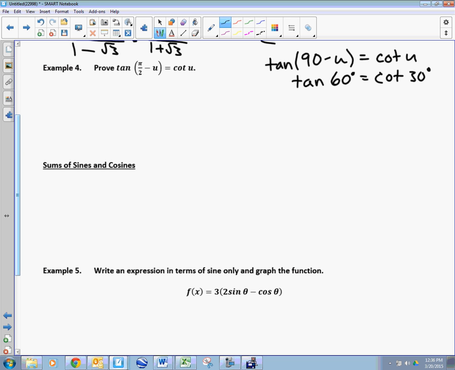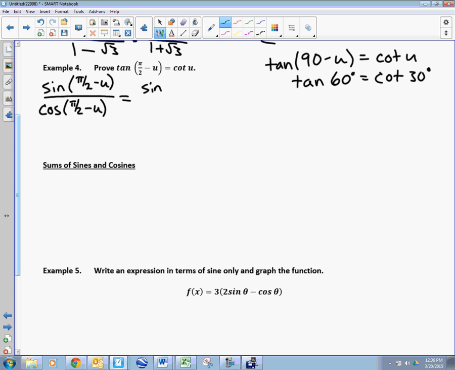What we want to do is prove that that's true. And so we're going to use our formulas from yesterday, and we're going to rewrite this tangent piece as the sine of pi over 2 minus u divided by the cosine of pi over 2 minus u. Now I'm going to see if I could get that to work out to be cotangent, because I know that tangent is sine over cosine. Well, let's expand this like we did yesterday. How would you expand sine of pi over 2 minus u?